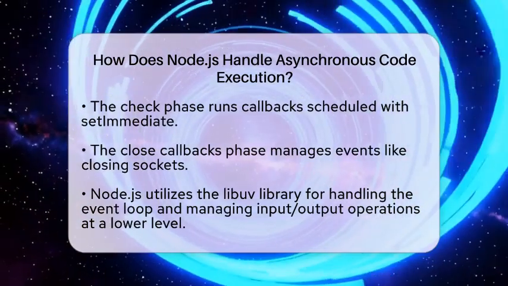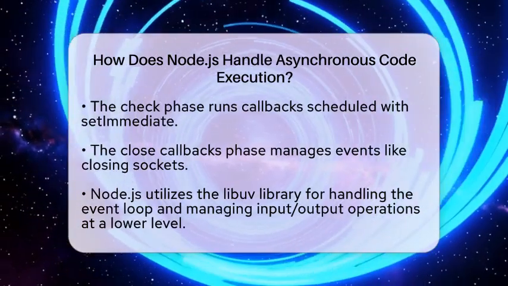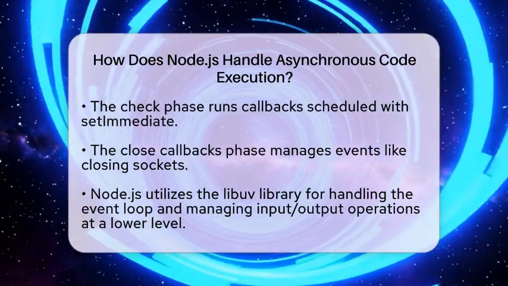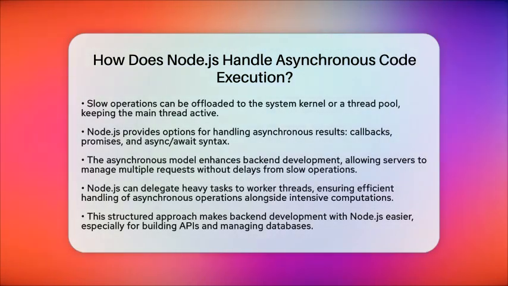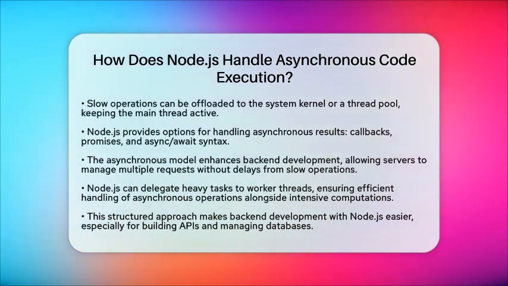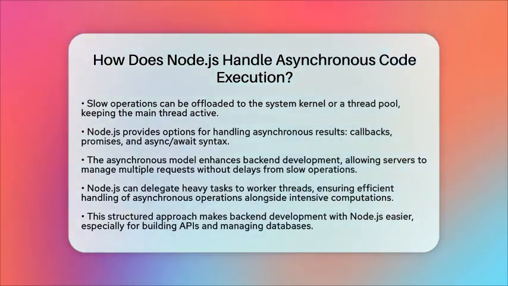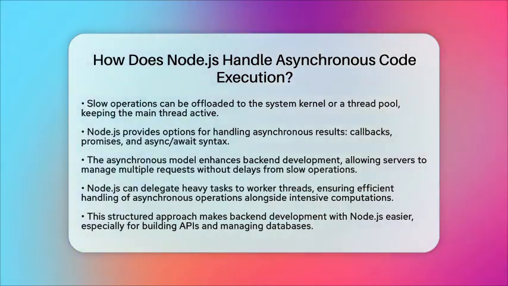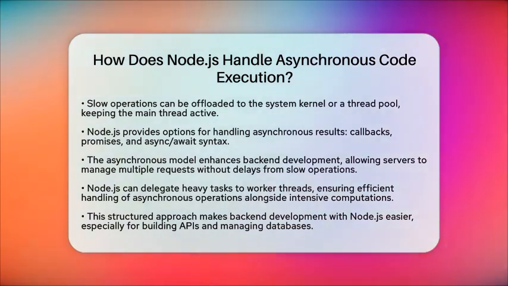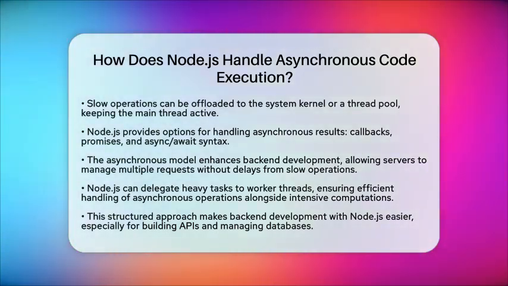This asynchronous model is especially useful for backend development. It allows Node.js servers to handle many requests at the same time without getting stuck on slow operations like database queries or API calls. This leads to better scalability and responsiveness, which are essential for applications that rely on server-side logic. Even though Node.js runs JavaScript in a single thread, it can delegate heavy tasks to worker threads. This keeps the event loop running smoothly, ensuring that asynchronous operations are handled efficiently alongside demanding computations.